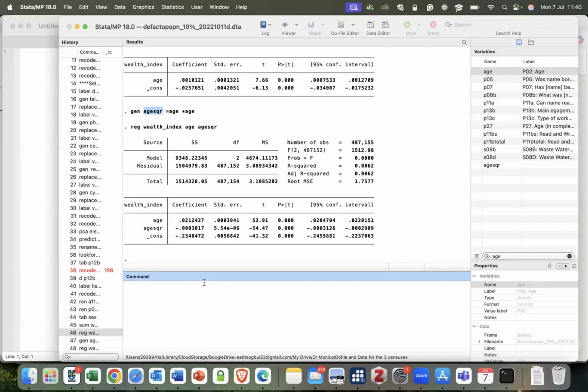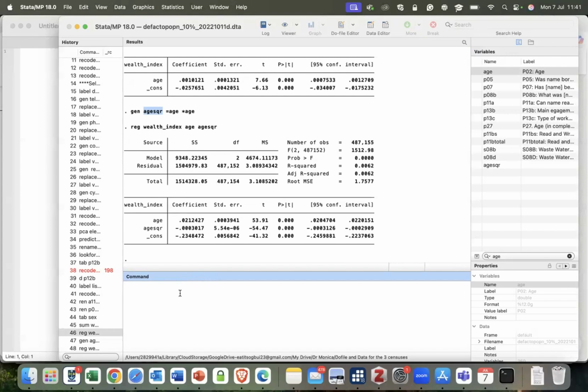What it means here is that as you grow, your wealth status increases, and at a point in time, it reduces. What it means here is that you have an inverted U relationship. So it increases, gets to a maximum, and falls. Yeah, so that is it for continuous variable.